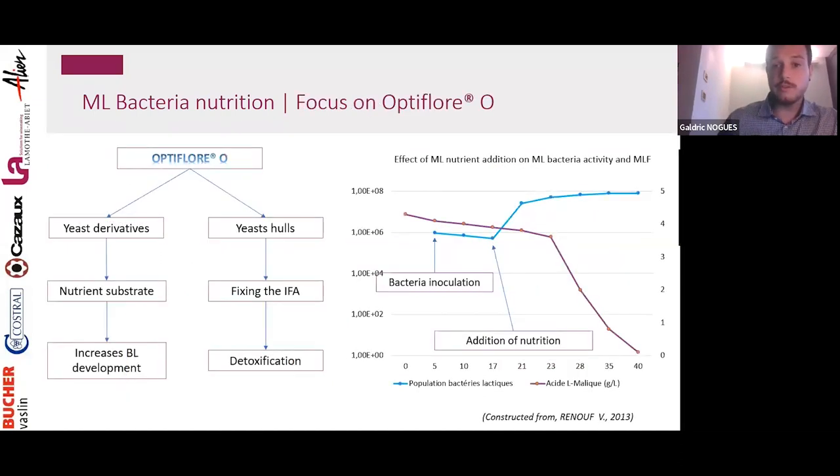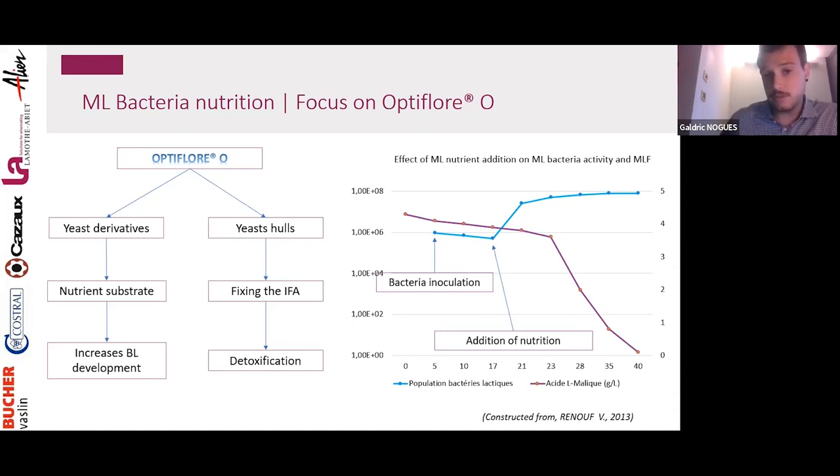So what we do recommend when you have a stuck wine or a fermentation that didn't go well, to make sure you will have a good start of malolactic bacteria, is the addition of Optifloro. Optifloro is very interesting because you have yeast derivatives and you have yeast hulls as well in it. So yeast derivatives will act like a nutrient substrate. So they will give amino acids to the bacteria. So basically it increases the bacteria development. And the yeast hulls, you can use them to fix the medium chain fatty acids, so inhibitor fatty acids, and they work as detoxification.